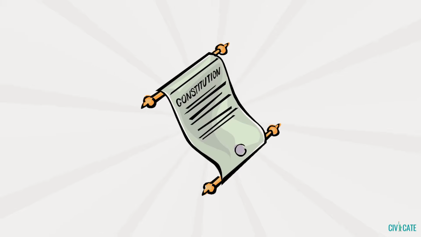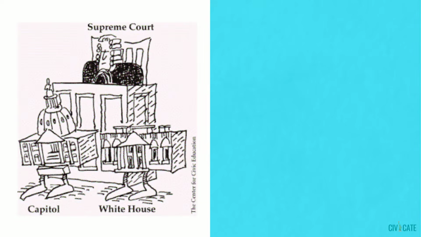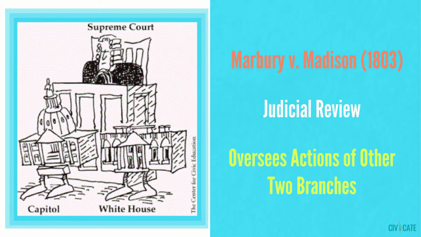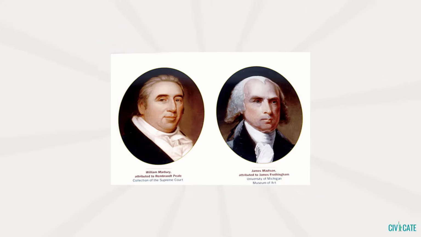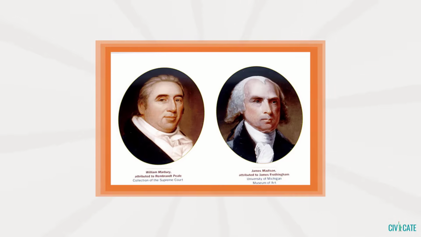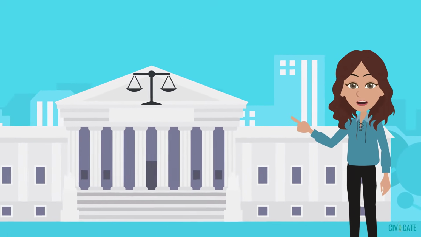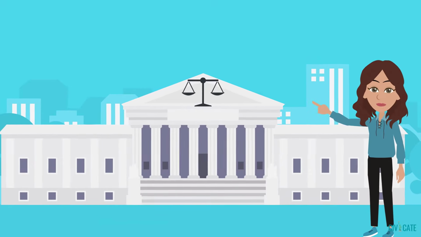The Constitution did not give many details about the powers of the Supreme Court. In 1803, Marbury v. Madison established the idea of judicial review, which meant the Supreme Court could oversee the actions of the other two branches of government. When Thomas Jefferson became president, his Secretary of State, James Madison, blocked the previous administration's appointment of a government official named William Marbury. The Supreme Court decided that these actions were illegal, therefore establishing judicial review.